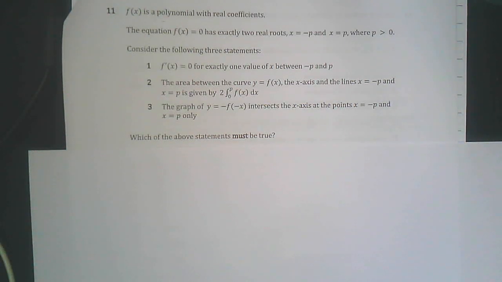Okay, continuing with our series of questions from TMUA 2016. This is paper 2, question 11. So here it talks about a polynomial, f of x, with real coefficients, and it has exactly two real roots at minus p and p, where p is positive. Then it asks us to consider three statements and which of the above statements must be true.